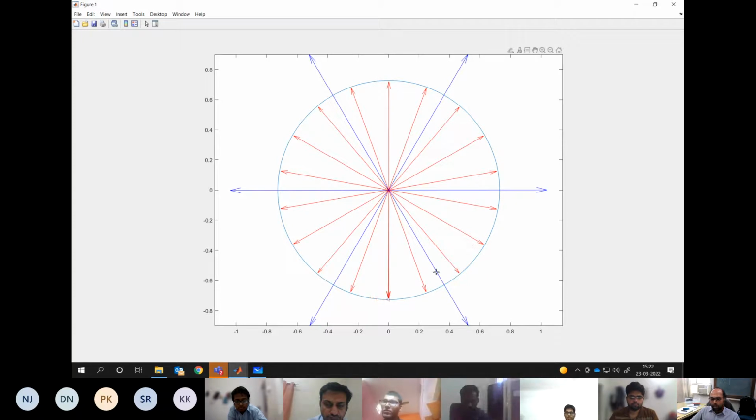This circle is basically the trajectory of the tip of the voltage vector. The big blue lines are your active vectors which you are applying, along with the zero vectors which are at the center. And red are the vectors which you are realizing out of this. Fine?